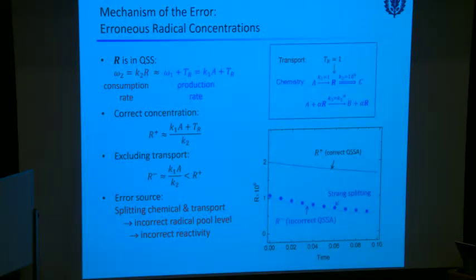But if you do splitting, what will happen? If you do splitting, R is still in a quasi-steady state concentration. Its concentration would be, in a splitting scheme, the transport is gone in the chemistry substep. So R concentration would be equal to chemical formation rate divided by its large consumption rate. So it will be totally wrong. So this will be the correct one, this will be the wrong one. You can change this number to make this error arbitrarily large or even totally off chart. So therefore, if you split, the radical pool can be messed up.